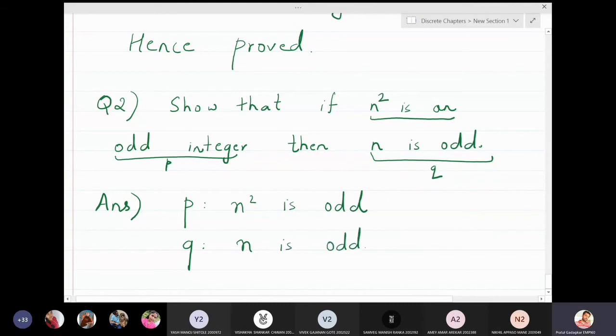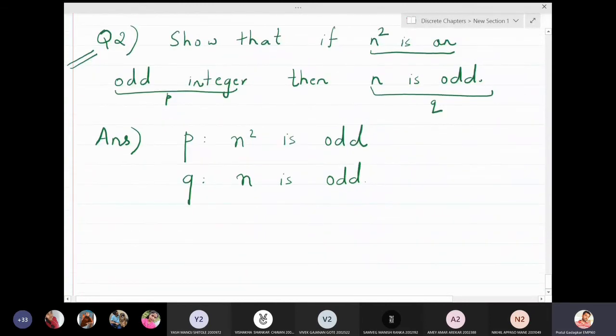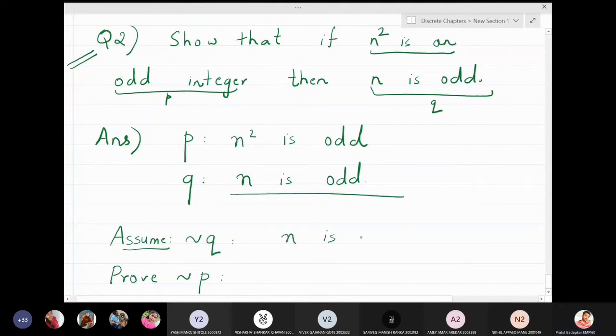We have to prove this particular problem by using the method of contraposition. Okay, so in the method of contraposition, what should you assume? You should assume negation Q, and you should prove negation P. It means I am assuming that n is even, and I have to prove that n square is even.